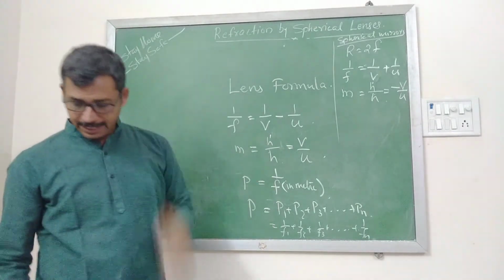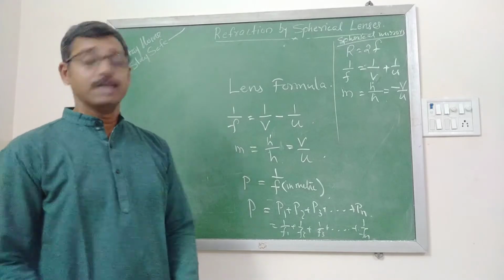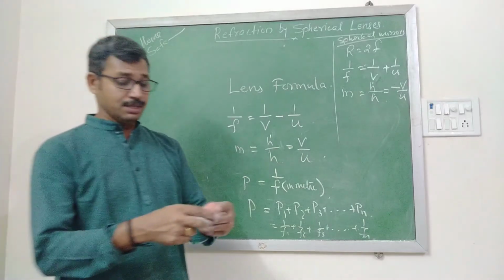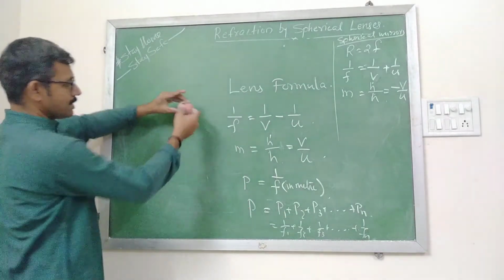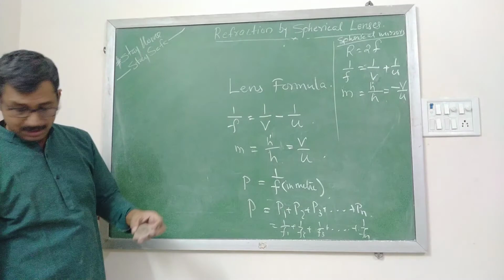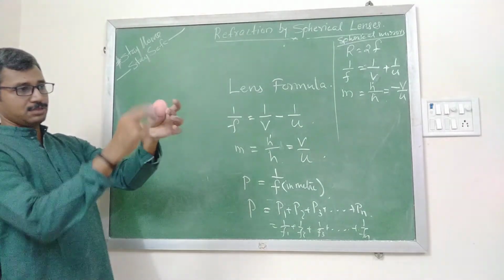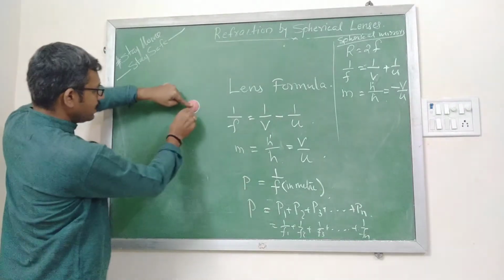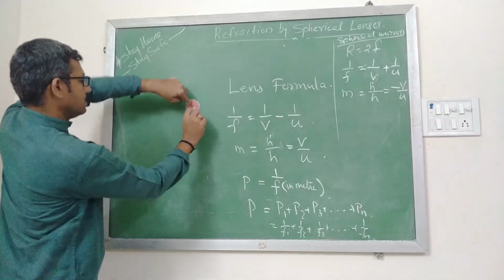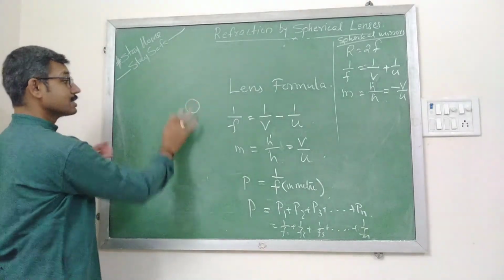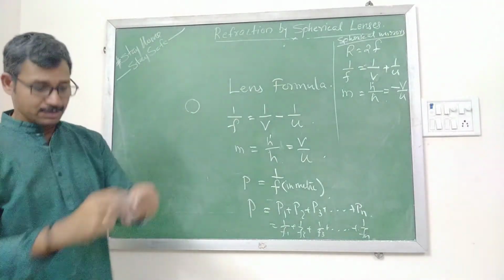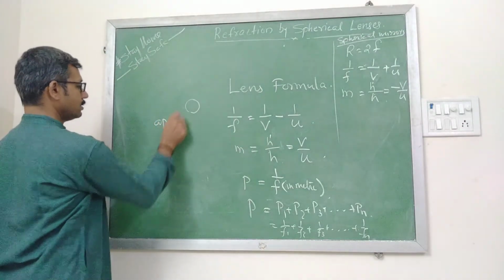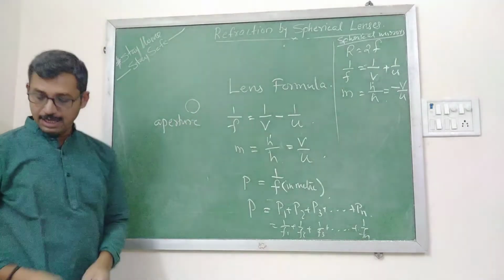And one term I forgot to tell is the aperture. This aperture means, look here, the diameter of the lens. This much is there. Then I am going to write this. Actually a circle is formed. This is, we can say, the total diameter. This is called the aperture.